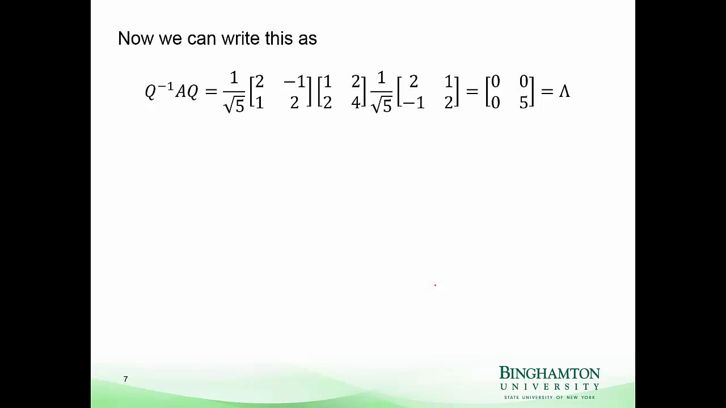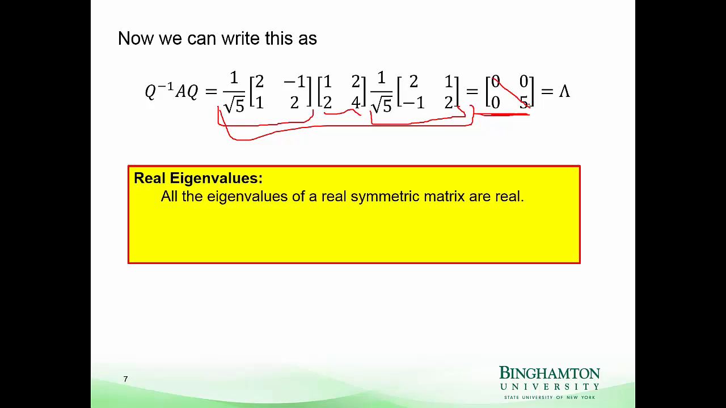So now we can write this, since we've established that these things are orthogonal. Here's our A. Here's our Q inverse matrix, which really is just Q transpose. Here's our Q matrix, and you can check that they are just transposes of each other. And when we do all this multiplication, yes, indeed, we get our diagonalized matrix with the eigenvalues on the diagonal, in this case 0 and 5.